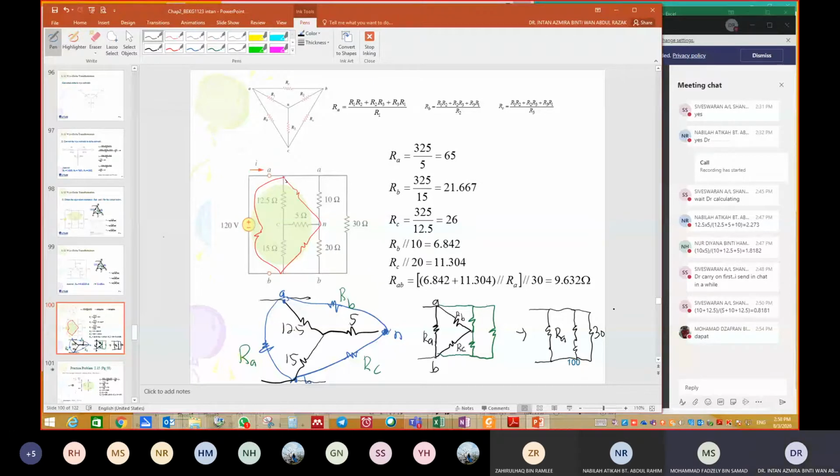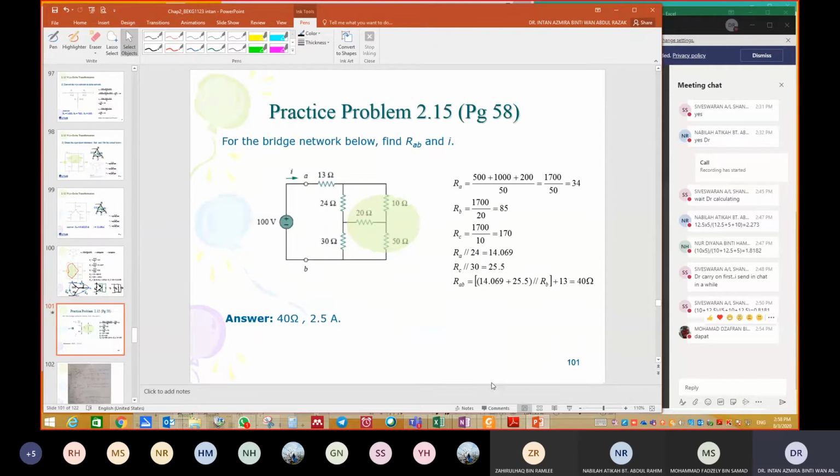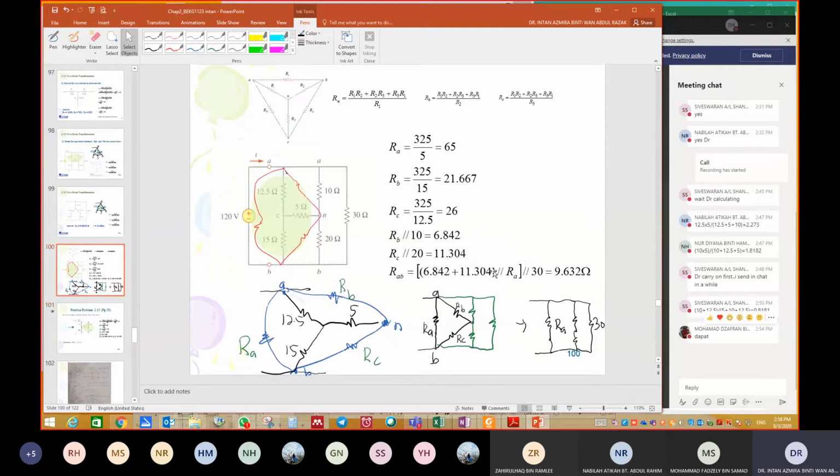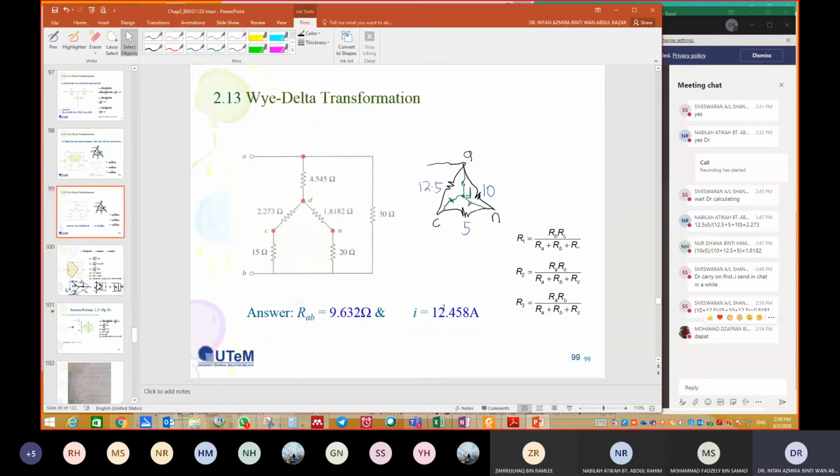Okay, and then how to get the current? I is equal to V over R. The V is 120 divided by R total, which is 9.63, and we should get I total. I total is equal to 12.458.